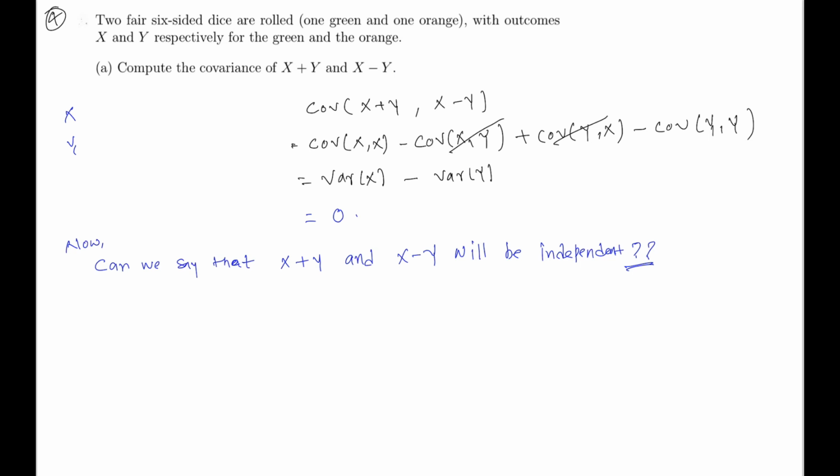Let's proceed with further examples. Question number 5. Let x, y and z be random variables where x and y are uncorrelated. What do we understand by uncorrelated? Uncorrelated means the covariance will be 0. If covariance is 0, the correlation coefficient would also be 0. That is what we mean by the word uncorrelated.